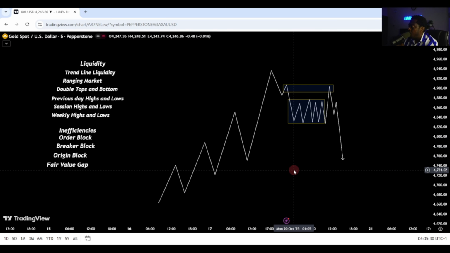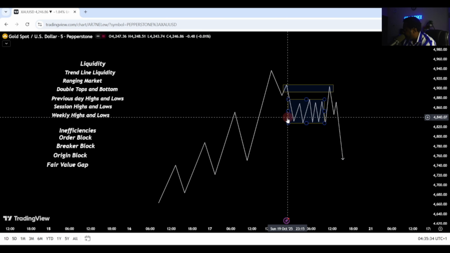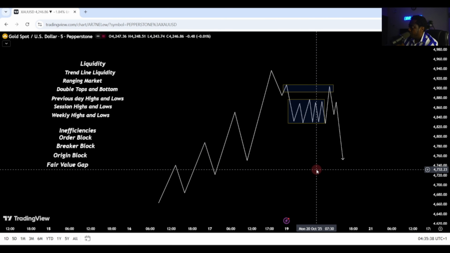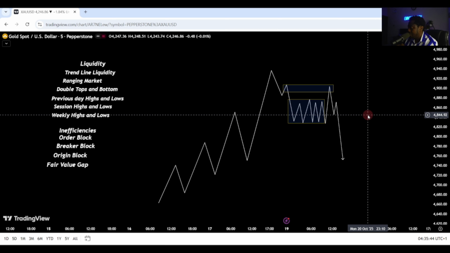Now, like I will always say, the first thing you need to do is to mark out your entire Asian range. They start from 12 a.m. to 6 or 7 a.m. Please use 7 a.m., because at the moment 7 a.m. works better for this strategy.